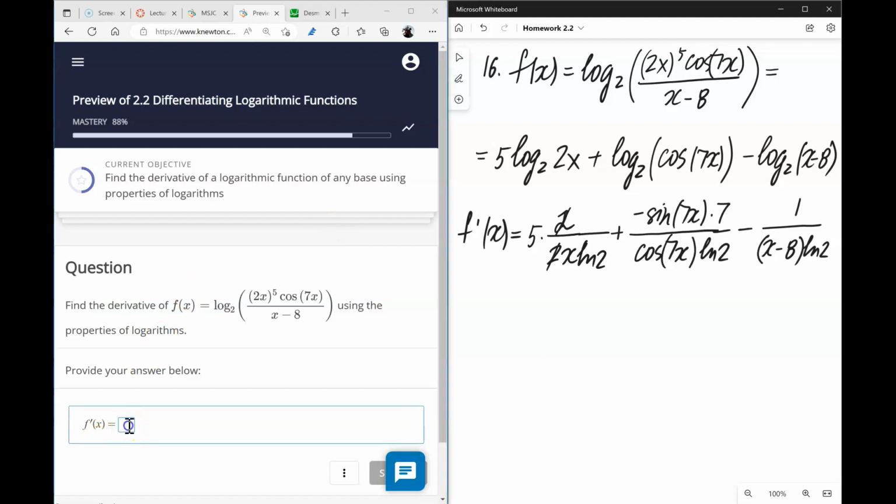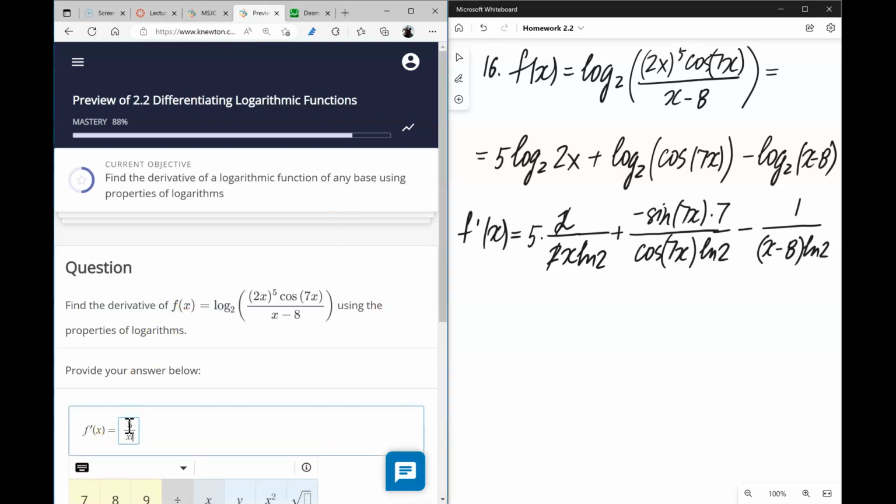So let's write this answer. We have 5 divided by x ln 2 minus 7 tangent 7x divided by ln of 2 minus 1 over x minus 8 ln 2.